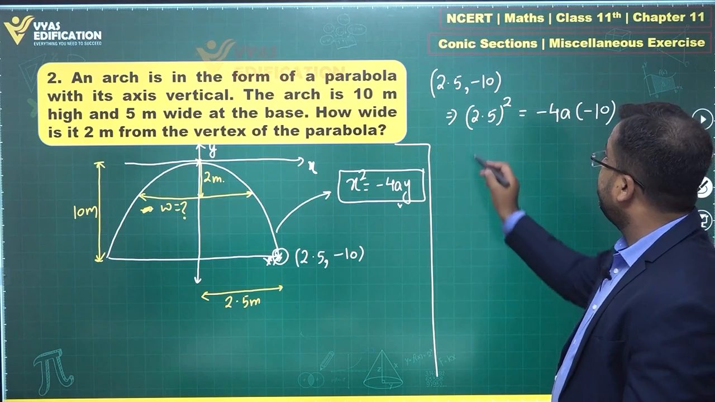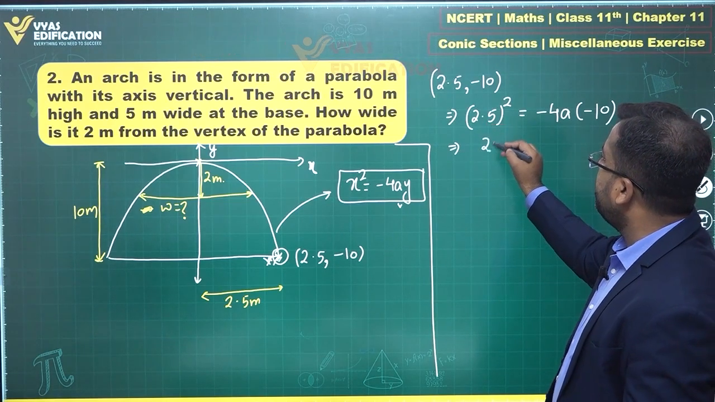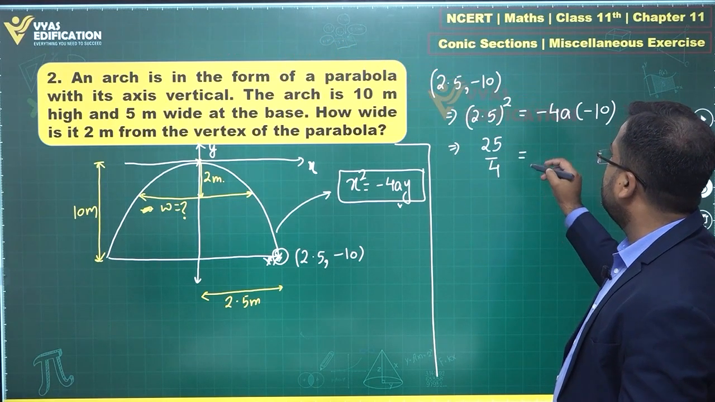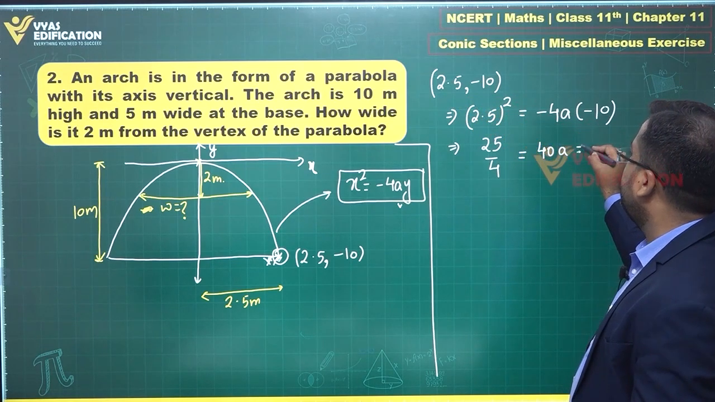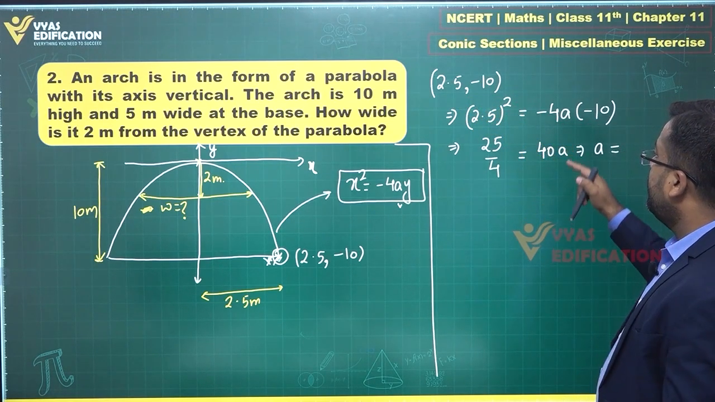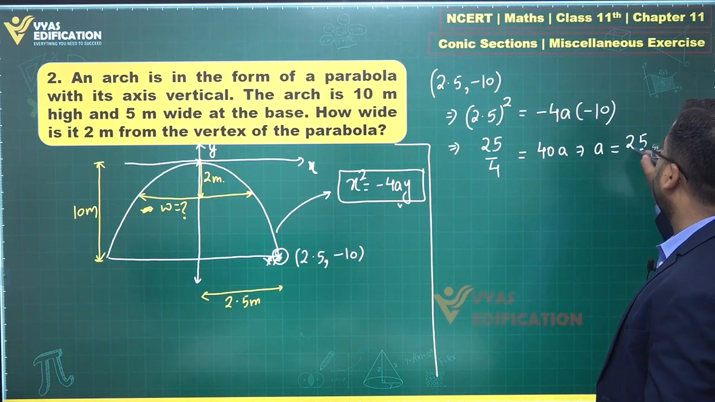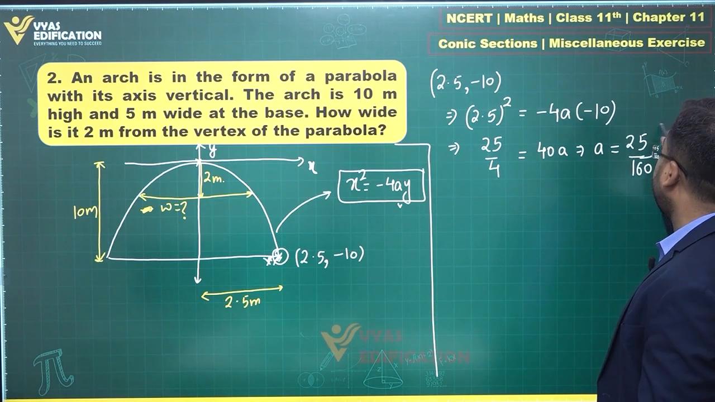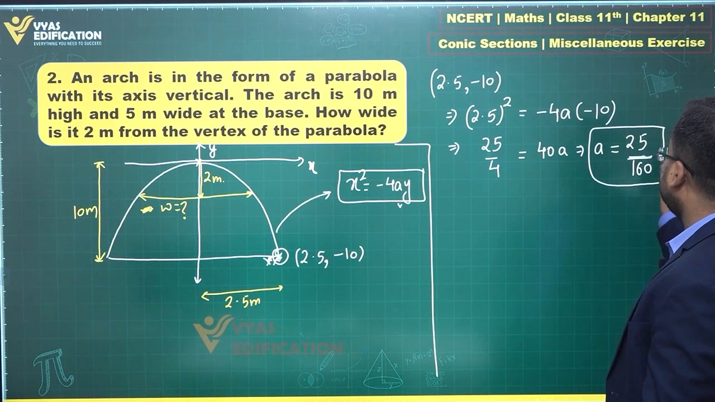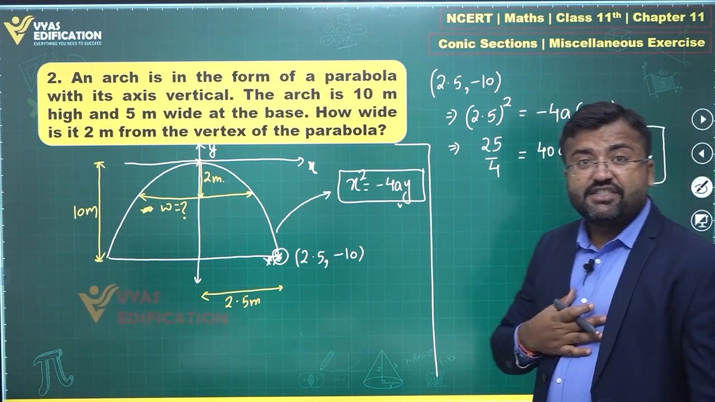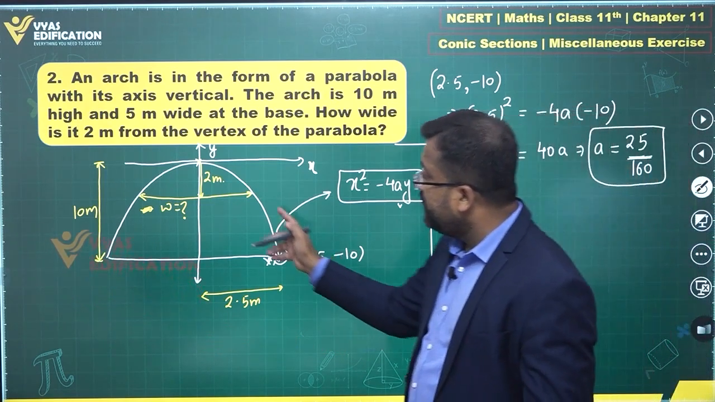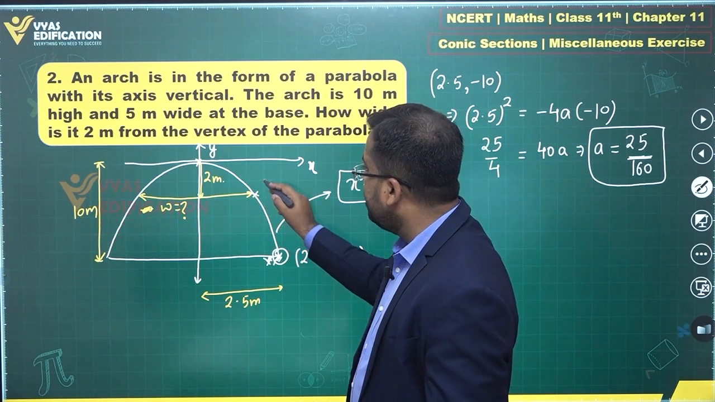And what do we have? This is 5 by 2, which is 25 by 4, equal to 40a, and that tells me a is equal to 25 upon 160. Pretty interesting. 25 upon 160 is the value of a. I am not really interested in a, but in this particular width over here, so for that I need this particular point.